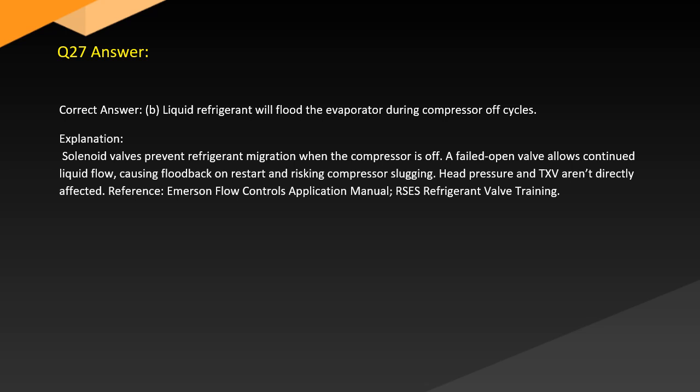Answer. Correct answer: B. Liquid refrigerant will flood the evaporator during compressor off cycles. Explanation: solenoid valves prevent refrigerant migration when the compressor is off. A failed open valve allows continued liquid flow, causing floodback on restart and risking compressor slugging. Head pressure and TXV aren't directly affected. Reference: Emerson Flow Controls Application Manual. HVACR refrigerant valve training.